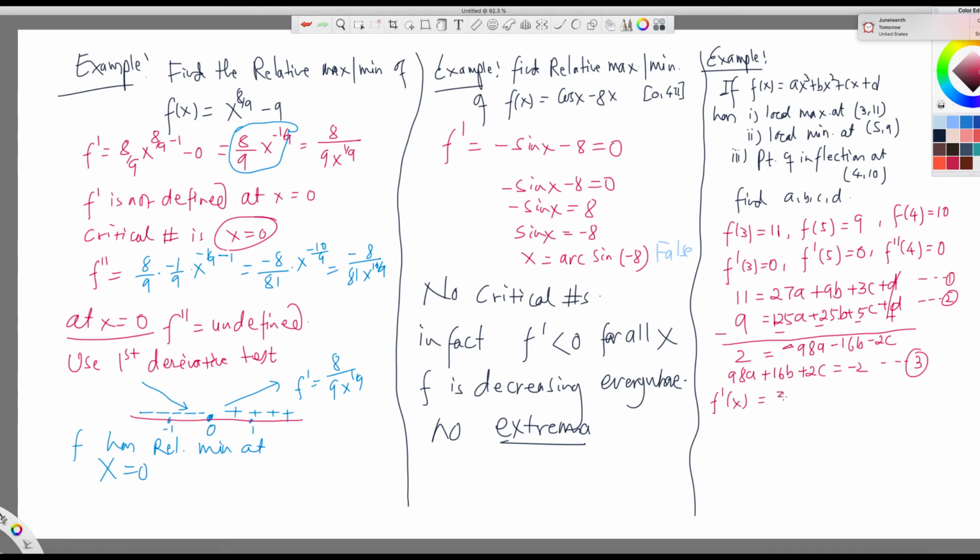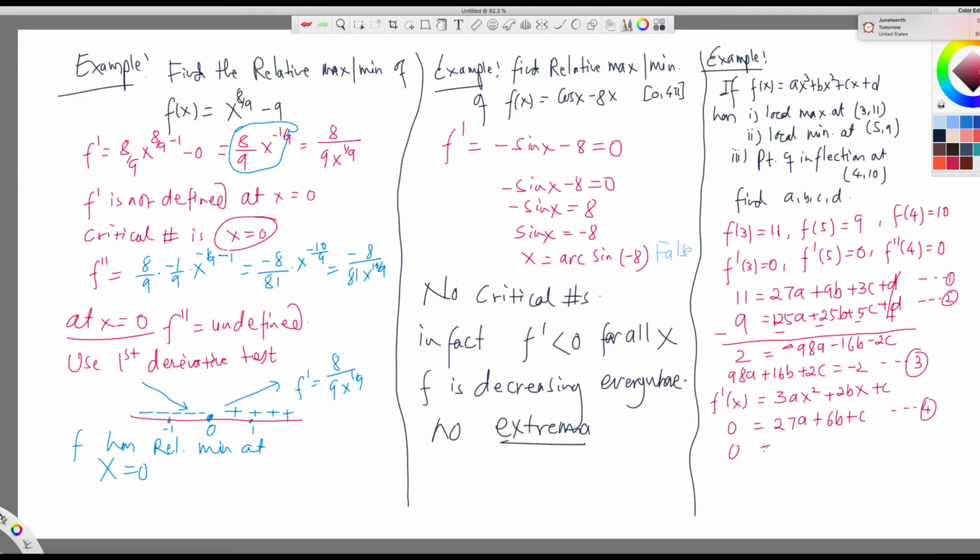The derivative is basically 3ax squared plus 2bx plus c, right? And I want to plug in f prime of 3 equals 0. So 0 equals 27a plus 6b plus c, right? Let's say this is equation 4. And then f prime of 5 is also equal to 0.